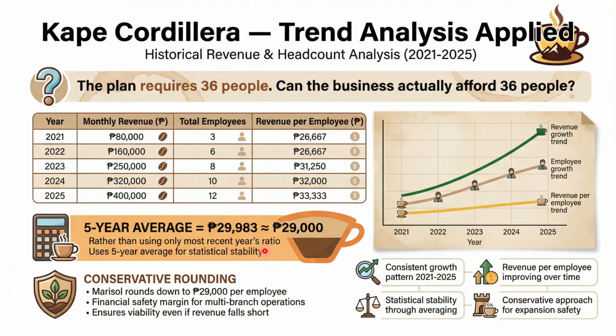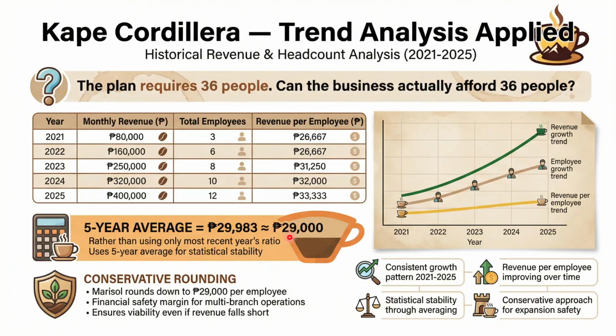So, that's the exact number, but we have to round it conservatively. Okay, round down natin para kung meron mang pagkulang sa ating revenue, mas viable ito. So, conservative approach for expansion safety. This is a very prudent decision for financial planning. Okay. So, conservative approach for expansion safety so that we could protect against downside risks.